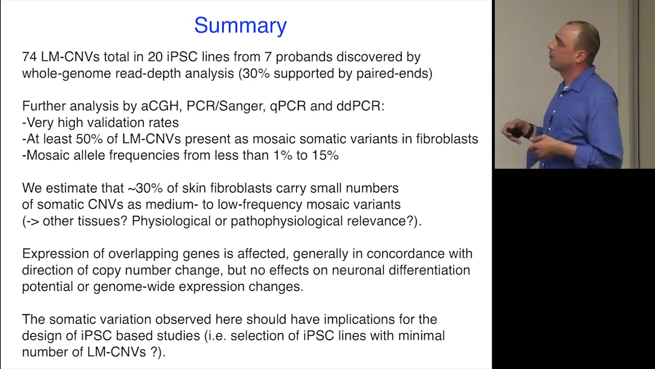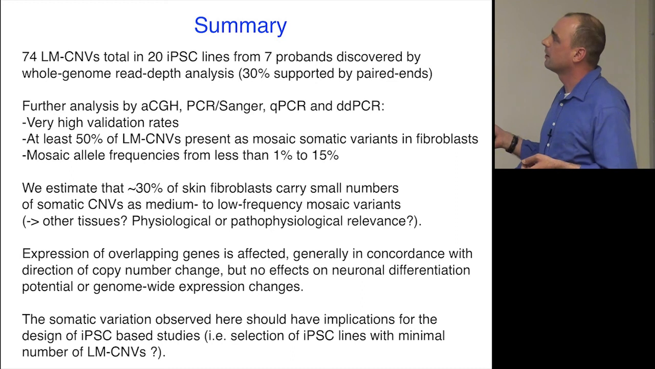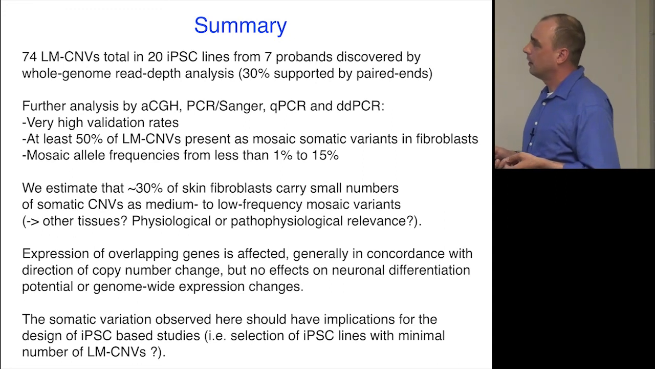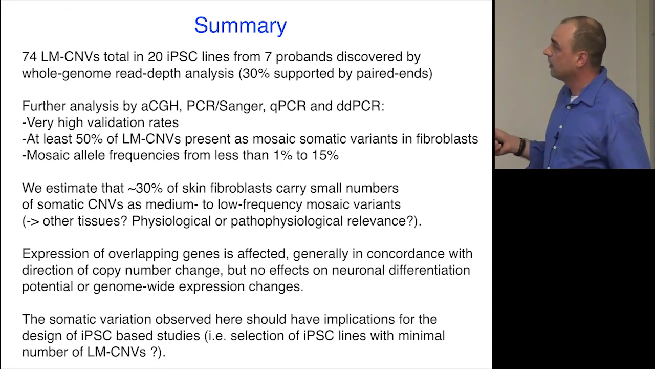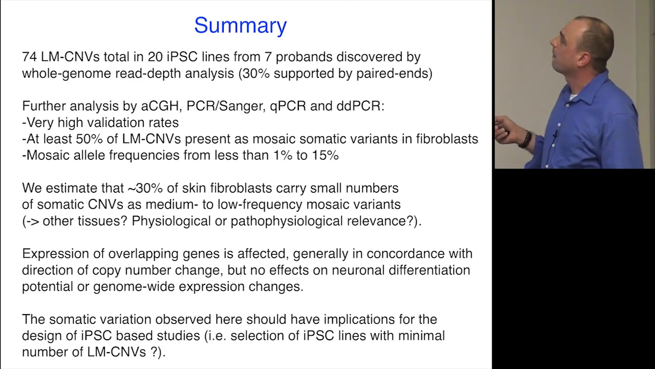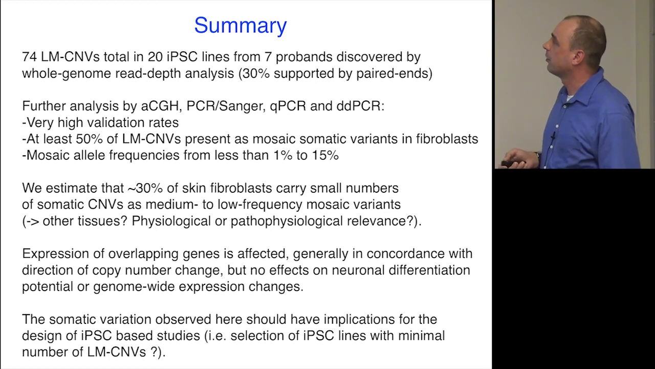We performed this combined integrated genomic analysis in 20 iPS lines from 7 probands, and this way discovered 74 lineage-manifested CNVs manifested in the iPS lines. Mostly discovered by whole genome read-depth analysis, about 30% of them supported by paired ends. Then we did extensive further analysis with various orthogonal methods, and had overall very high validation rates.